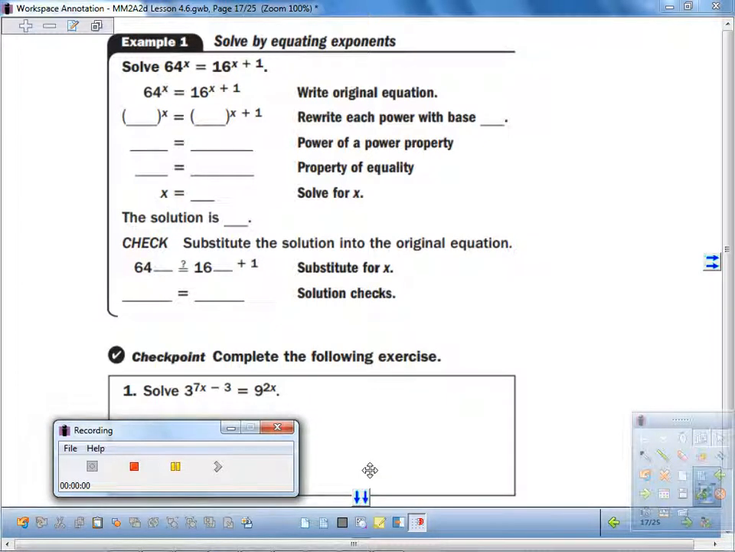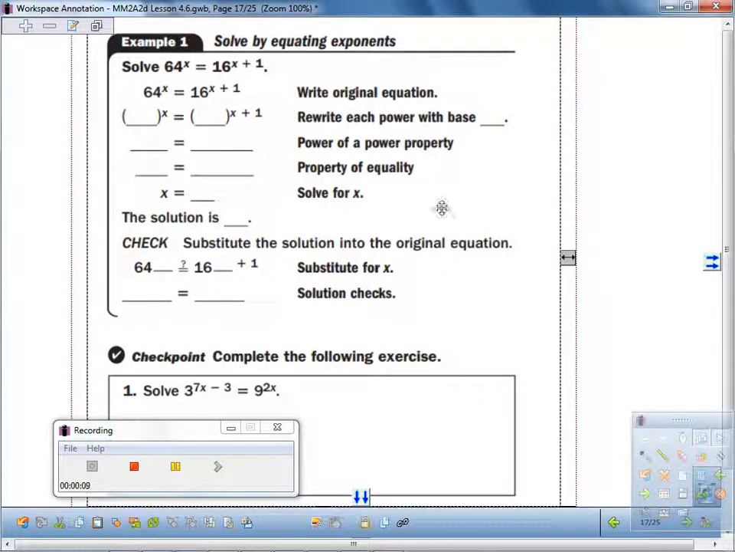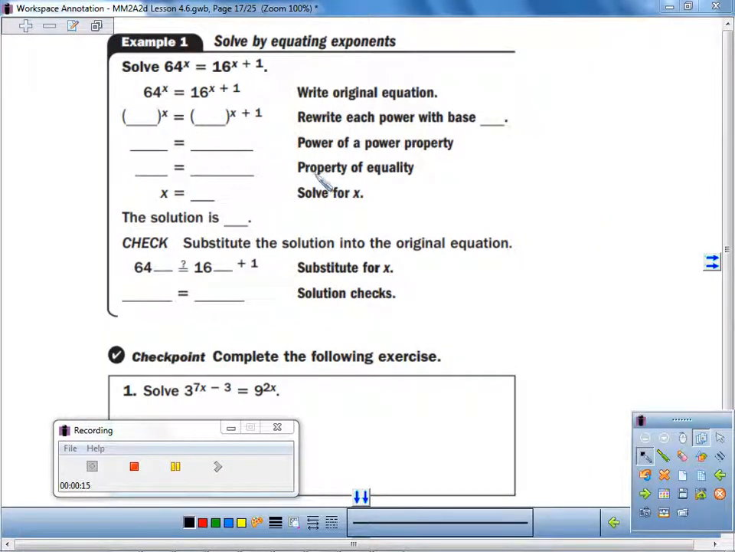Alright, here we're going to look at solving, basically, when the exponent is in the power, solve by equating exponents. Now what does that mean? That means we've got to have the same base. So we'll write the original equation here. Rewrite each power with the base.